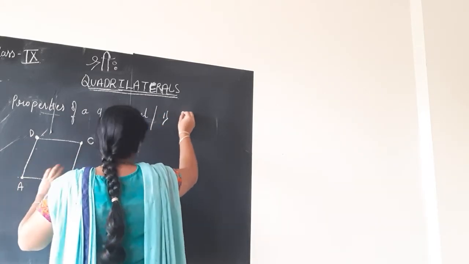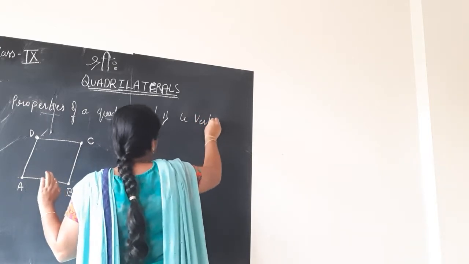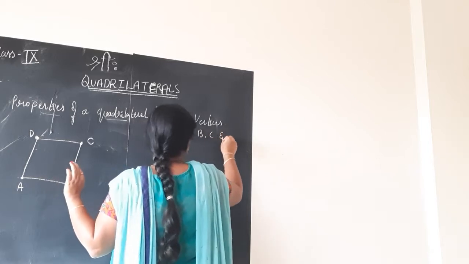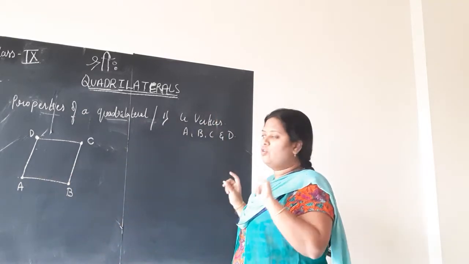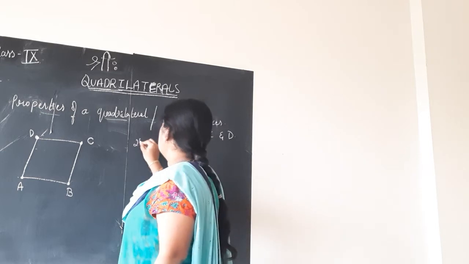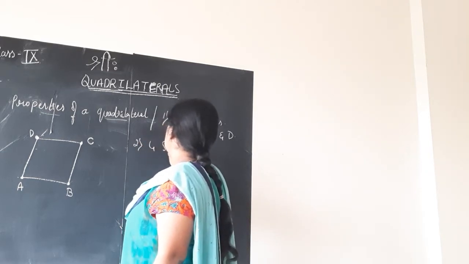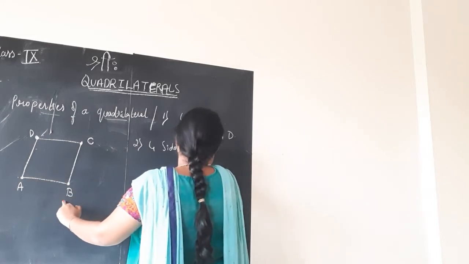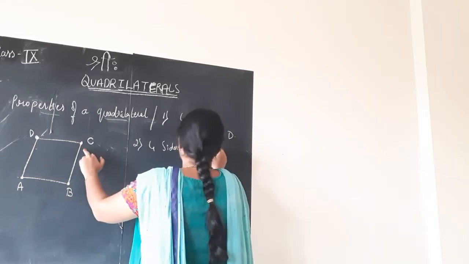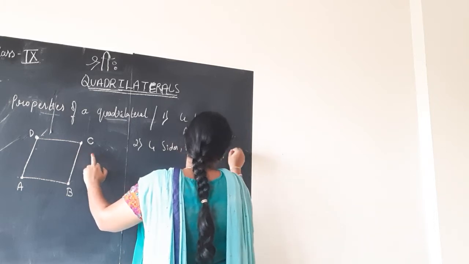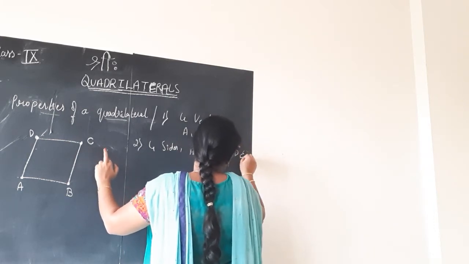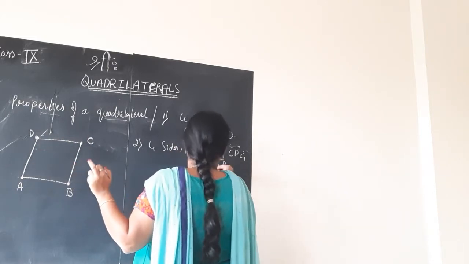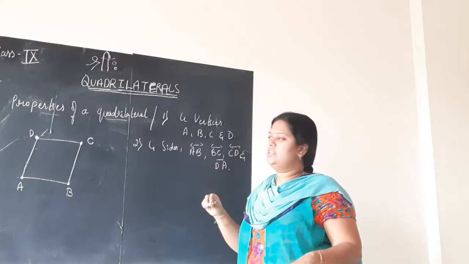Like it has four vertices. Which are they? A, B, C and D are the four vertices, and it has four sides. Which are the four sides? Side AB, side BC, side CD and side DA are the four sides of the quadrilateral.